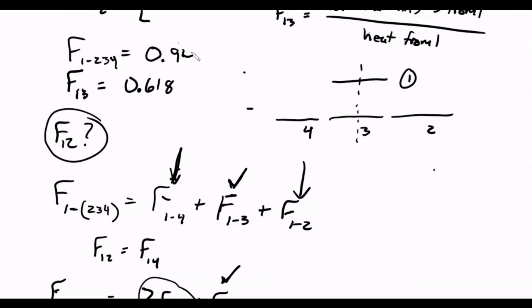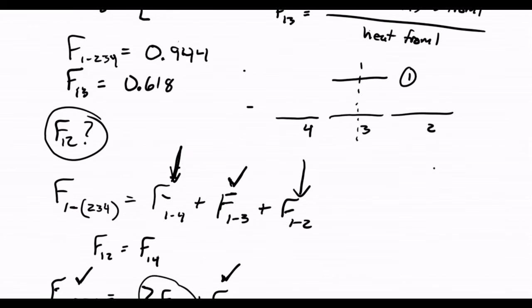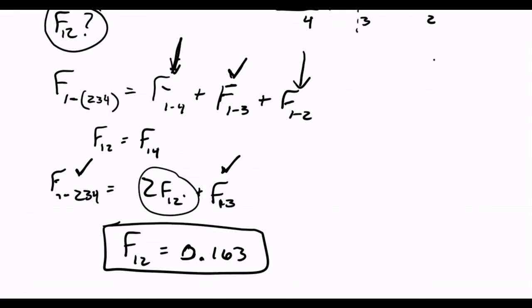Let's write that again, just so we're clear. 0.944. So 94% of the energy leaving surface 1 is going to hit surfaces 2, 3, and 4. Okay, so that's great. We have now found this value. So we can solve for what F12 is because we know F13. We found that right here using the table, and we know F1, 2, 3, 4. So we know this and this. We just solve for this. And when we do that, we get 0.163. Okay, so 16% of the energy leaving surface 1 is going to hit surface 2.